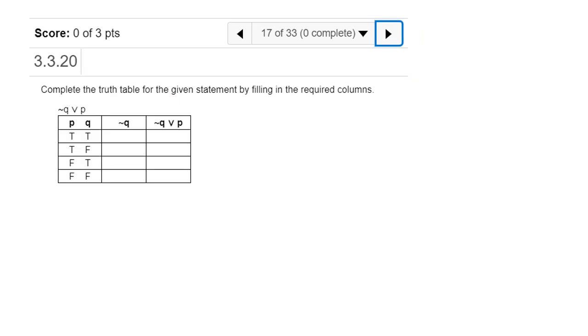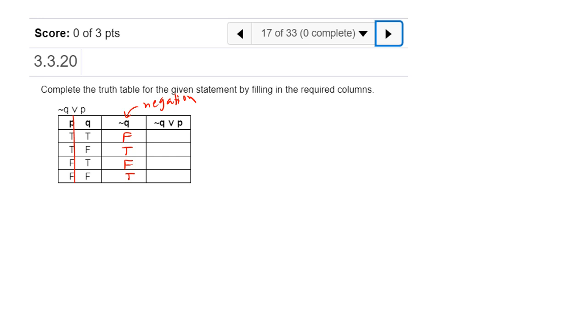On number 17, we have another truth table, and we start off by finding the negation for not Q. So we will disregard the column P and only look at the Q column. Remember, negation just changes true to false and vice versa. So true becomes false, false becomes true, true becomes false, false becomes true.